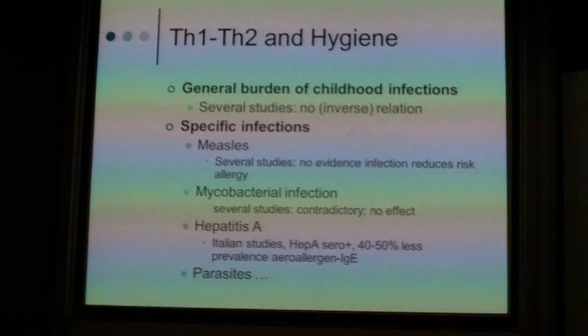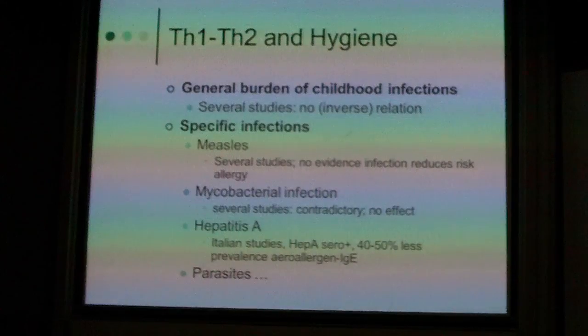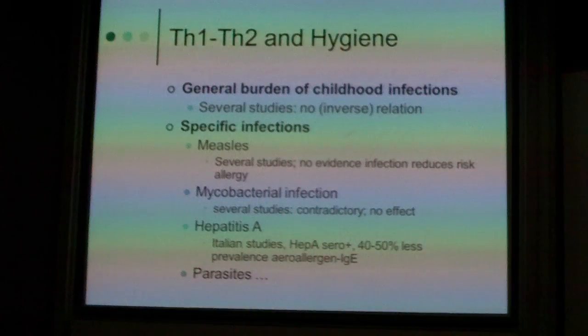So what about specific infections? This is generalized by just finding out if infections were present. But if you focus on specific infections like measles, well, there have been some studies, and basically there's no indication that measles infection will prevent you from developing allergy in a later period of your life. The same holds for mycobacterial infections, tuberculosis-inducing infections or other related diseases. There are even more contradictory effects than supporting effects.